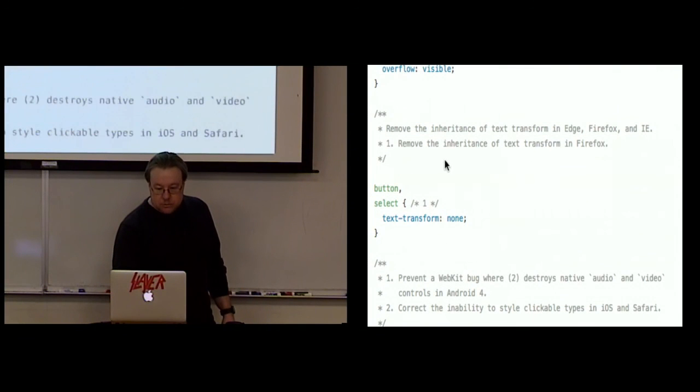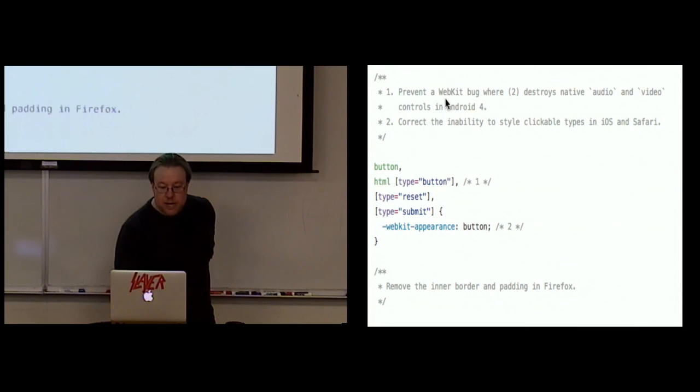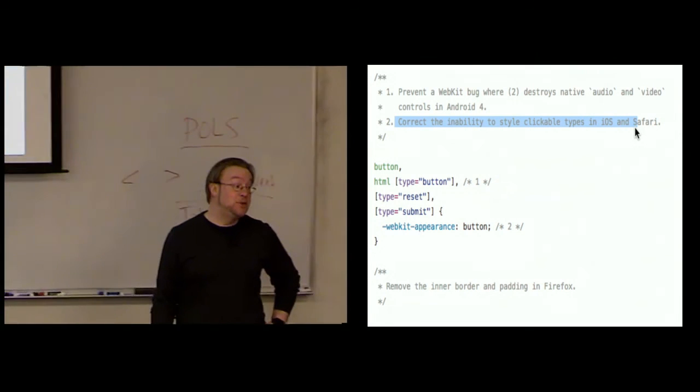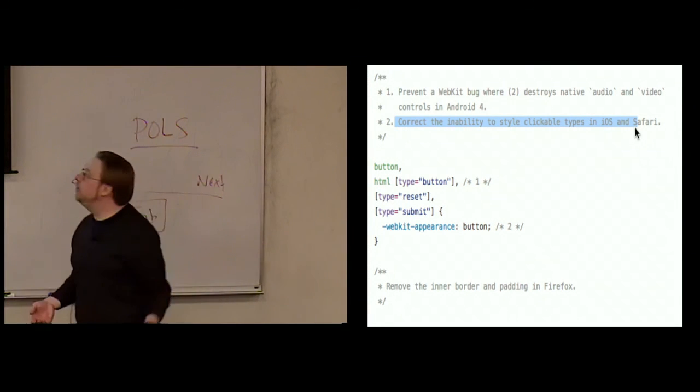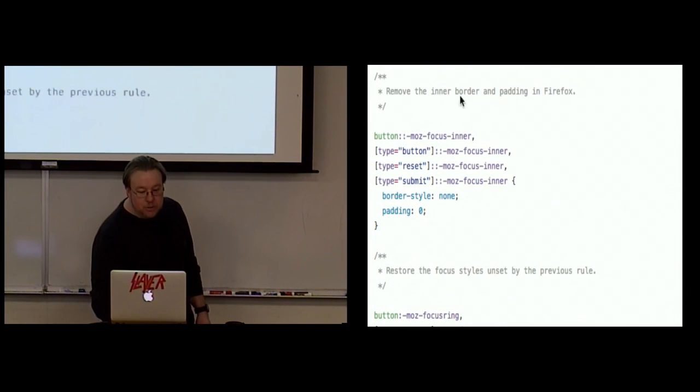All right. Remove inheritance of text transform in Edge, Firefox, and IE. Okay, so all of these are doing some kind of text transformation. Oh, good. Here, Apple haters. Here's a WebKit bug that destroys native audio and video controls in Android 4. How weird is that? That's actually a Chrome thing, okay? And we want to correct the inability to style clickable types in iOS and Safari. These are the kinds of things when you see we want to correct the inability to style clickable types. That's a really useful style, right? Because generally we like to style everything. So this allows us to do that by using a vendor prefixed WebKit appearance button. Okay. Then we're removing the inner border and padding in Firefox on its buttons, on type of button.